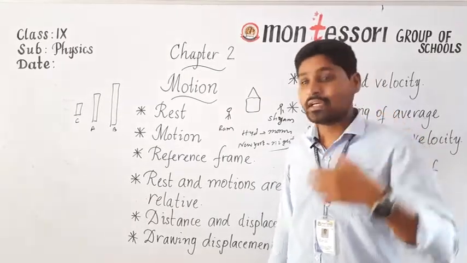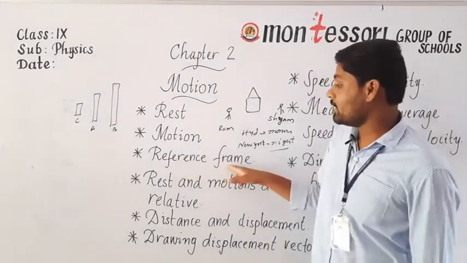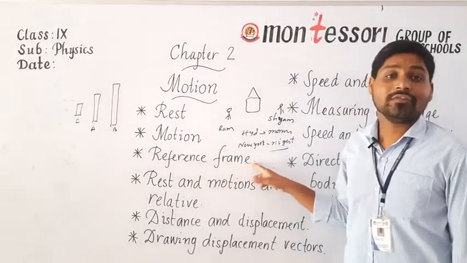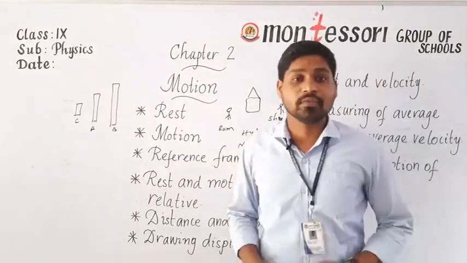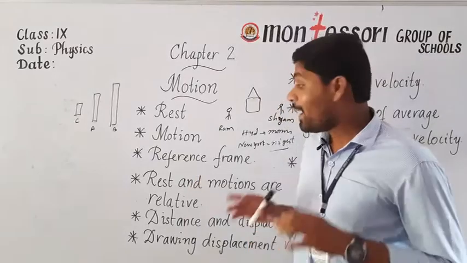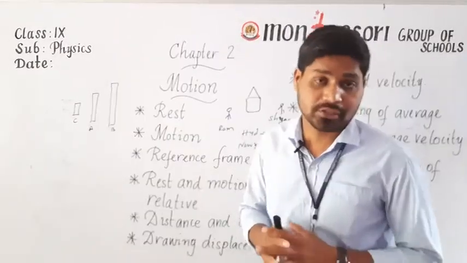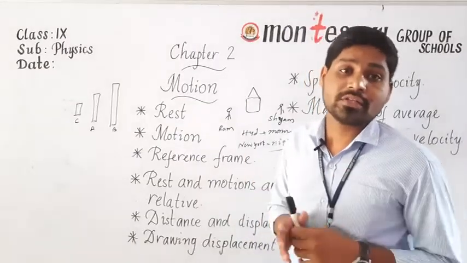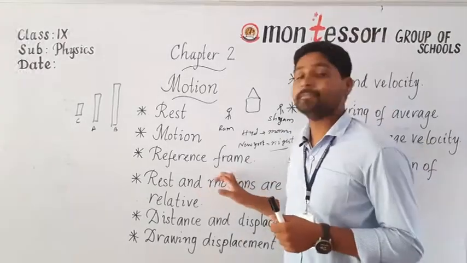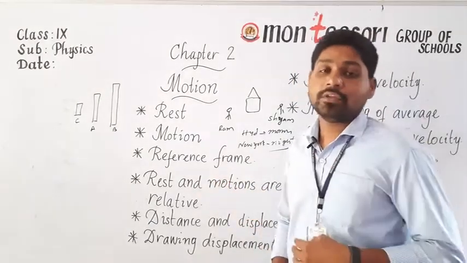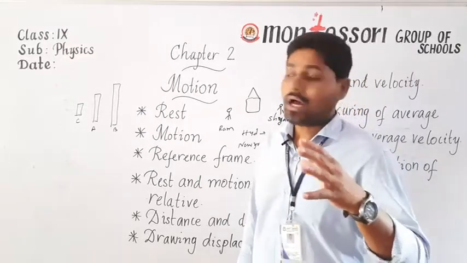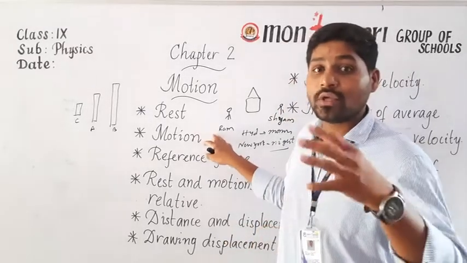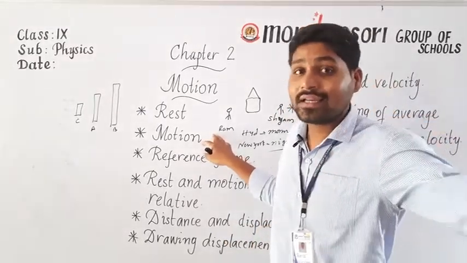So in order to say that, we have to explain one more term called reference frame. What is a reference frame? A reference frame is a background for all the observations. All the observations are made from this reference frame only. I will give you the best example. How does the board appear to the students sitting in the classroom?